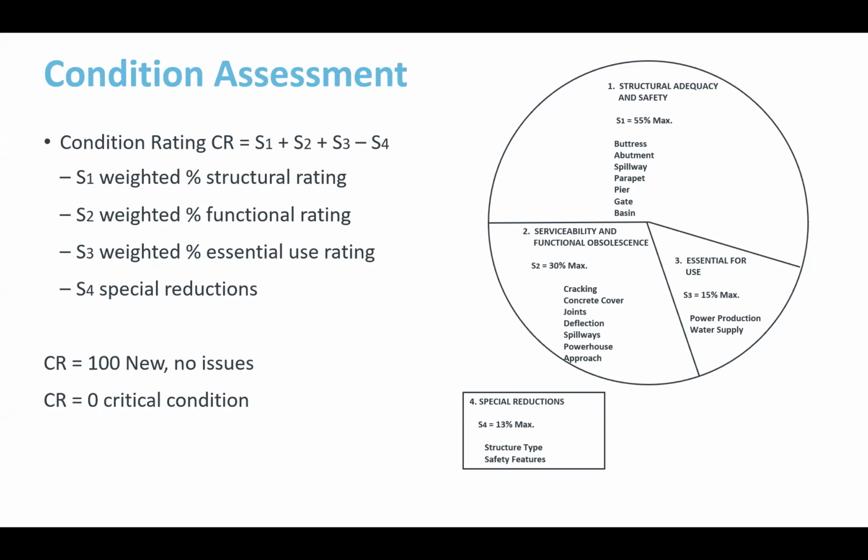And then you take your special reductions. So if this is a particular structure type that, let's just say, has been known to be problematic or is outdated, you might take a reduction for that. If there are certain safety features that need to be in place that aren't, or it needs to be brought up to the current safety standards, you might take a reduction there as well. So you would start at a perfect score of 100, you might take 13% off, you'd be at 87. So a perfect 100, no issues. A 0 is critical condition, but it gives you a way of ranking, prioritizing as you go through this particular dam as to how important it is to maintain and repair it.